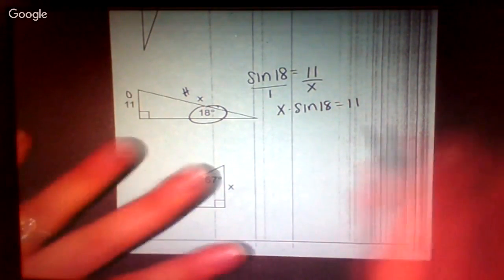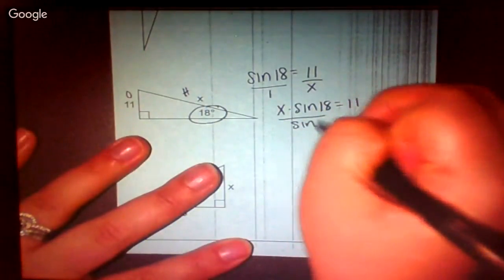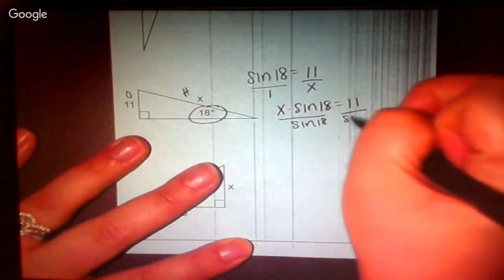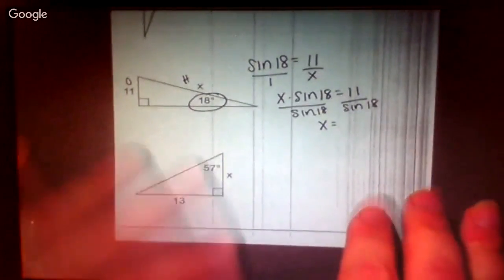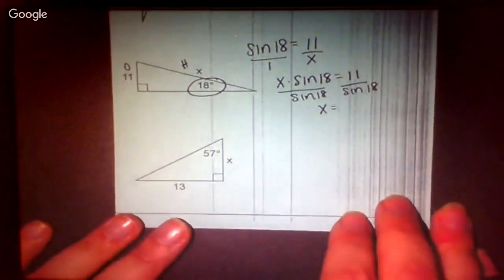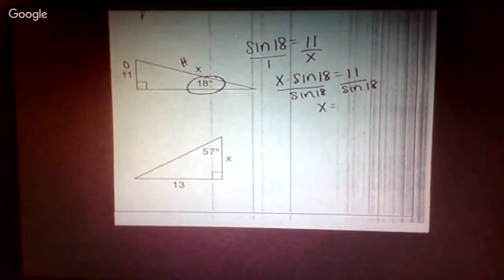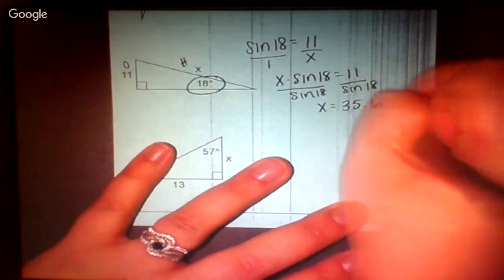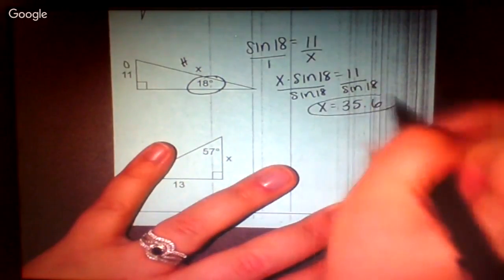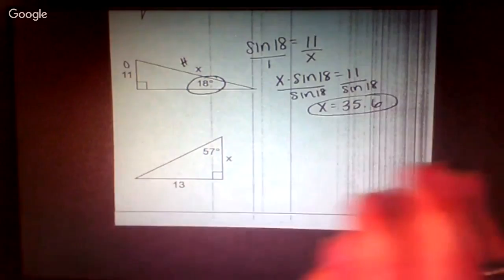I need to divide on this one. So X equals whatever the 11 divided by the sine of 18 is. 35.6. Yes, make sure you're rounding properly.